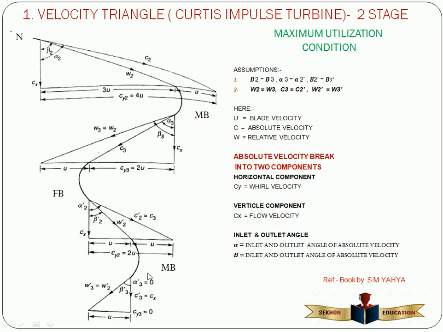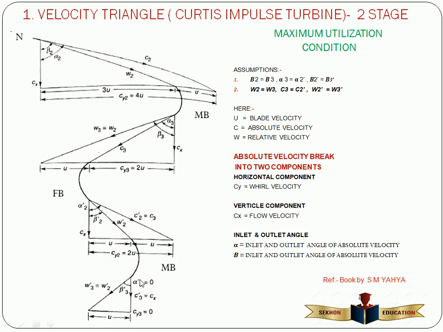So this is a 2-stage system, and we have maximum conditions. Remember one thing, in the case of maximum condition, the outlet velocity triangle is always the medium triangle. That means the outlet absolute velocity angle is always equal to 0 in the maximum conditions, as we did in the case of the De Laval turbine in the previous lecture.